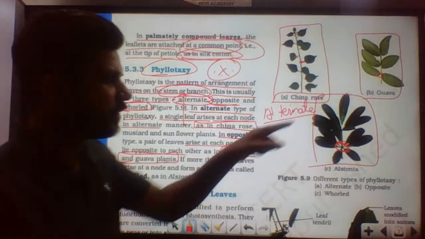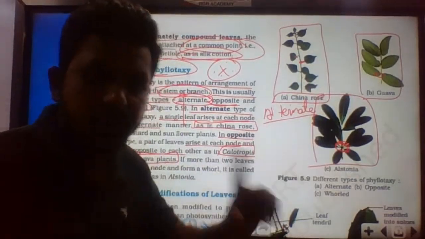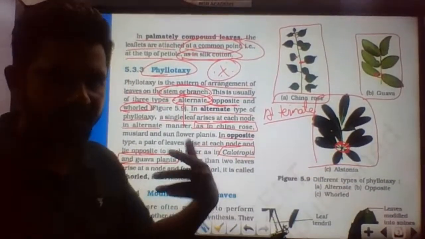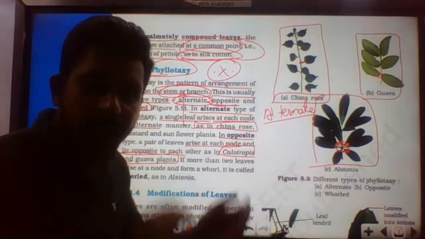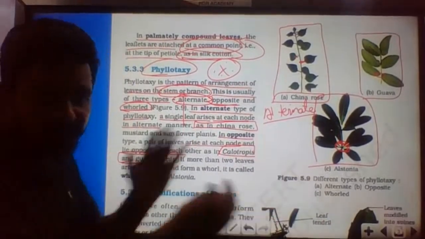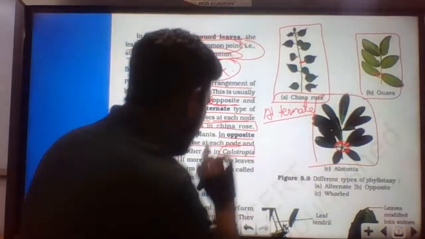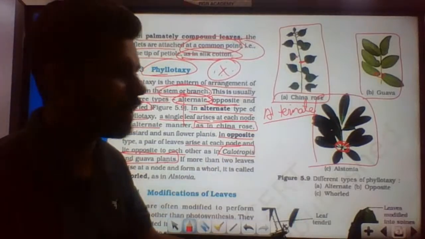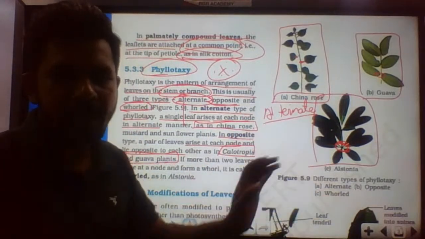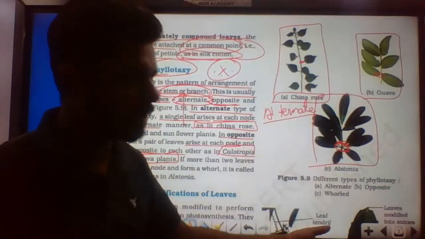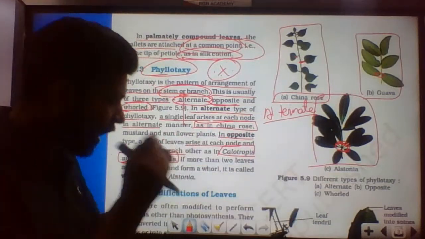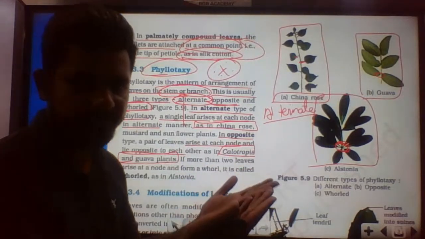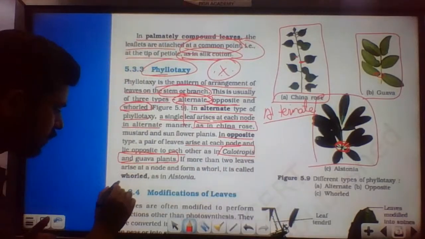When asking questions, they may ask which pair of plants has opposite phyllotaxy. In a pair of names, they will interchange the names. Actually the correct answer is Guava and Calotropis, but instead of Calotropis and Guava they will give other examples, for example China rose, Alstonia, or any other plants. So to answer these questions we have to remember these examples, which plants have opposite type. Next, the third one is whorl type.